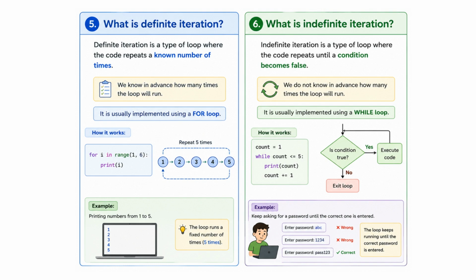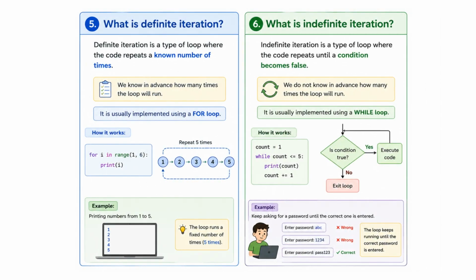What is indefinite iteration? Indefinite iteration is a type of loop where the code repeats until a condition becomes false. Unlike definite iteration, we do not know in advance how many times the loop will run. Because the number of repetitions is unknown, programmers usually use a while loop. Let's look at the example.